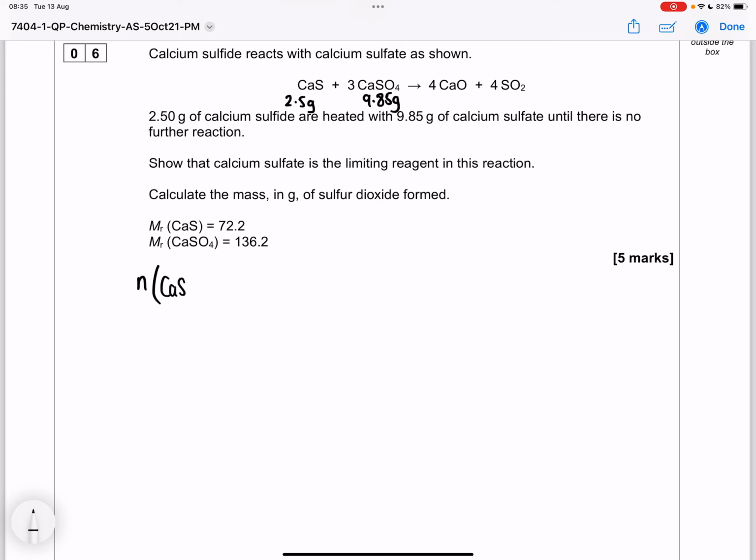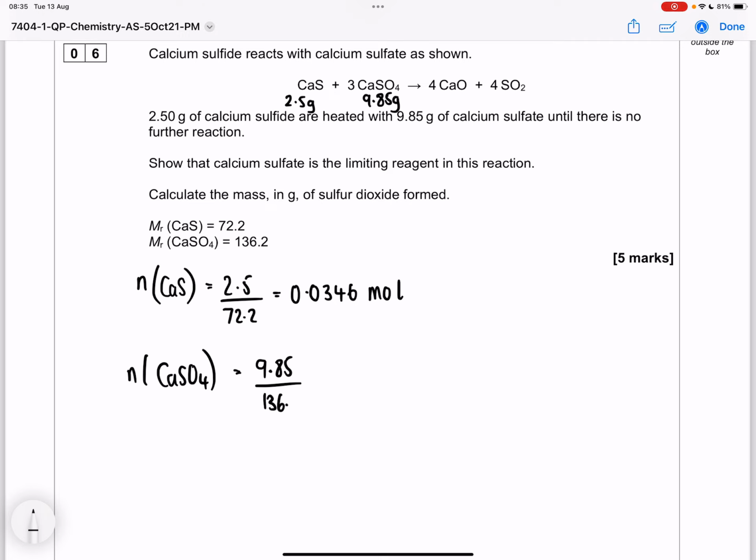So moles of calcium sulfide. So 2.5 divided by, and they've nicely given us the Mrs, so we don't have to work those out. So we're just going to type them in our calculator. And we're going to repeat that for calcium sulfate with the 9.85 grams divided by the 136.2 that they've given us. 0.0723 moles on our calculator.